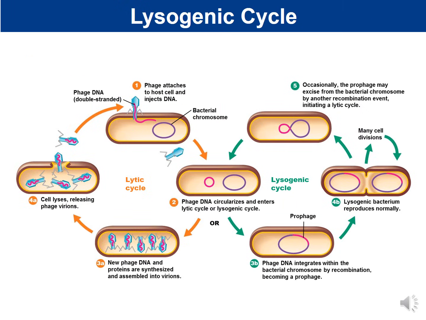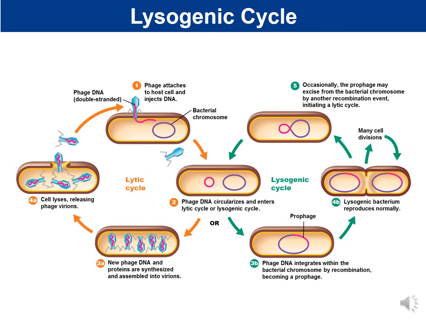So if we look at the lysogenic cycle, again, we talked about that the phage DNA, when the phage injects it, can circularize, and at this point the cell can either go through the lytic cycle or the lysogenic cycle. And if it's in the lysogenic cycle, the phage DNA will recombine with the bacterial DNA, and that will then be the prophage. And so again, anytime that this cell replicates, in addition to replicating its own DNA, it will also replicate the prophage DNA as well.